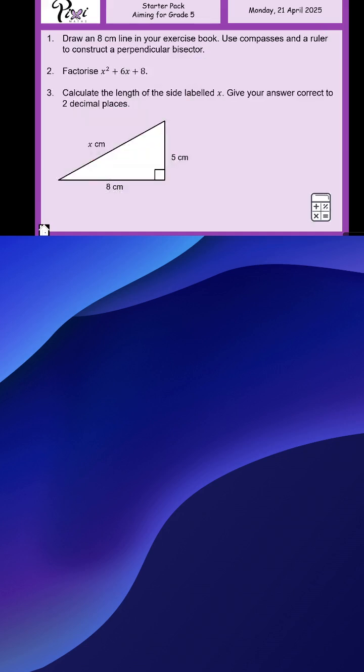Question 8 I can't do actually because I'm doing it on the screen, so I'll skip question 8. Sorry, question 1 I mean.